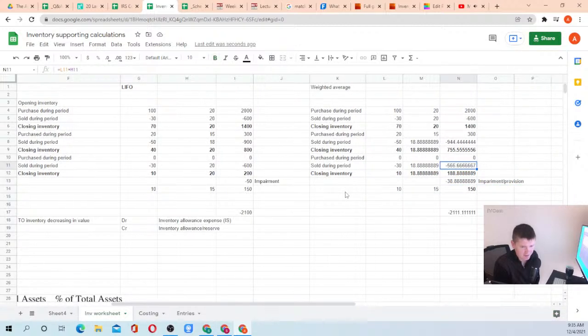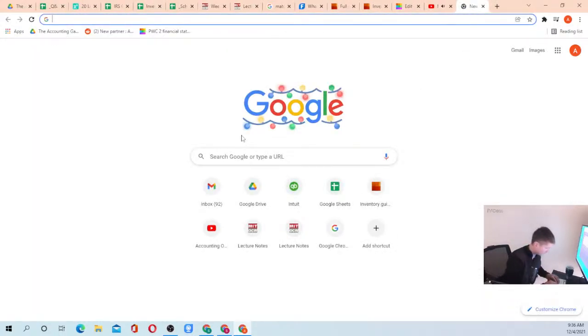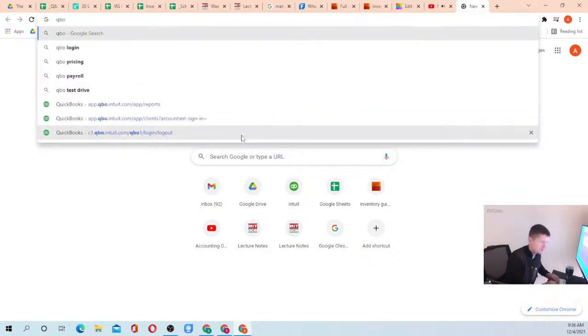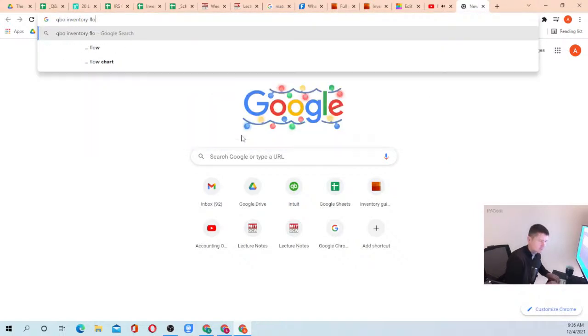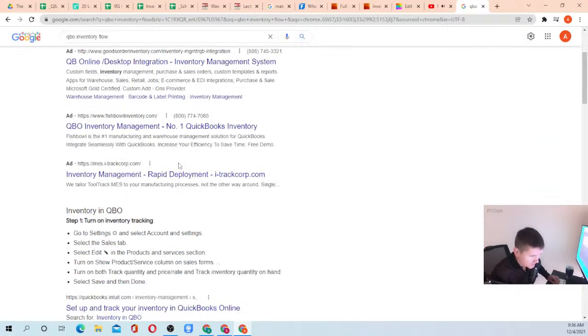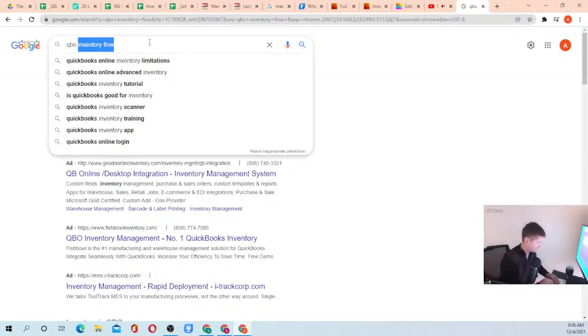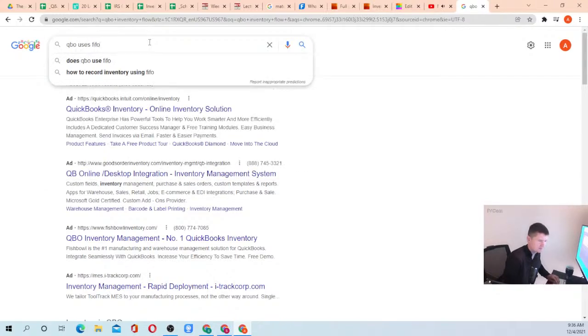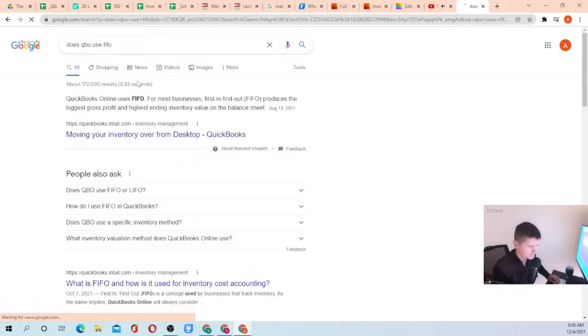And we also have weighted average, which basically averages everything for you. Just an example why it might be important: QBO inventory flow. Okay, QBO uses FIFO. So the software in which we do our practice uses the FIFO method, and it is the only available method in that software.